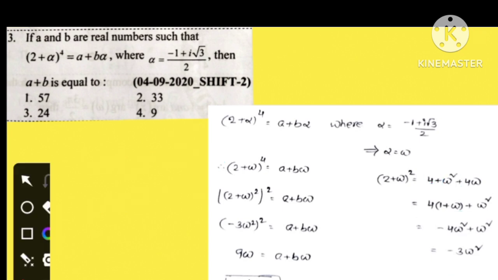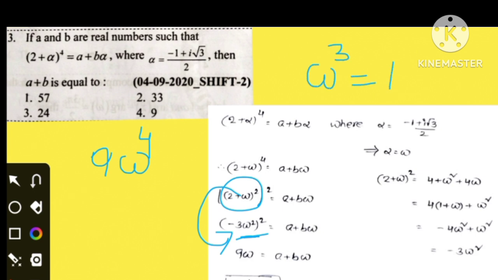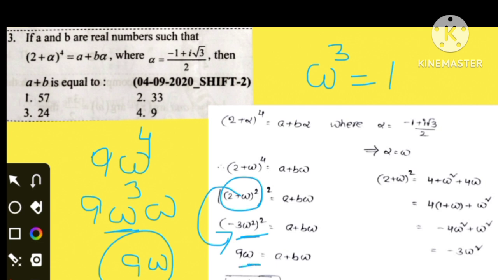So in place of (2 plus omega) whole square, replace minus 3 omega square. That is (minus 3 omega square) whole square. Minus 3 whole square is equal to 9. (Omega square) whole square is omega power 4. But already we know that the value of omega cube is equal to 1. So this is 9 omega cube into omega, but omega cube is equal to 1. So this becomes 9 omega.